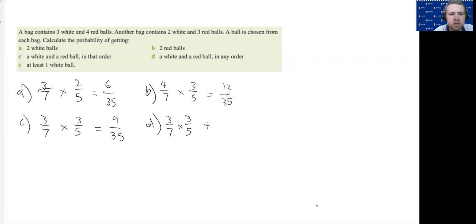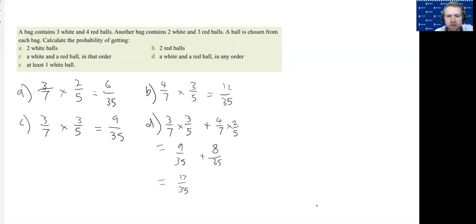So we're also going to add this here. So it's going to be a red ball first, 4 out of 7, multiplied by a white ball, 2 out of 5. And this will give us 9 out of 35 plus 8 out of 35, which then we add the top together and we get 17 out of 35.